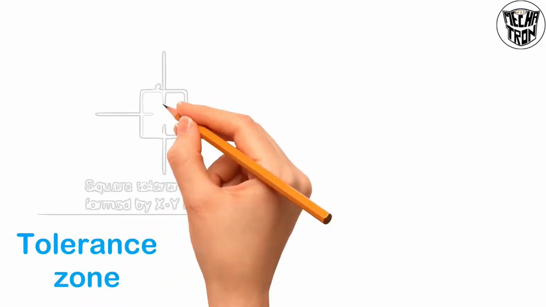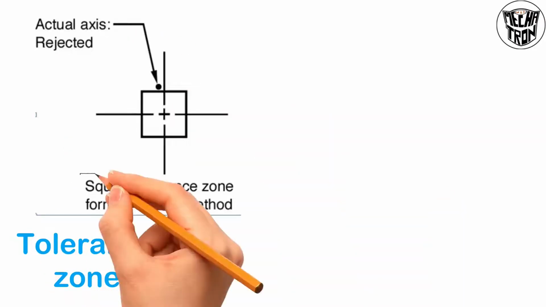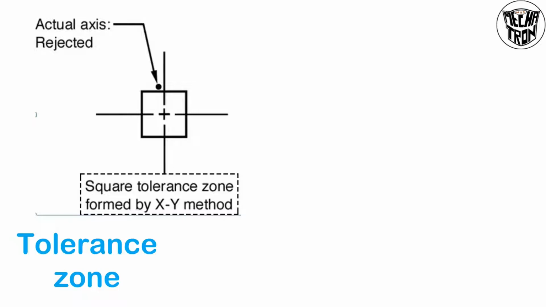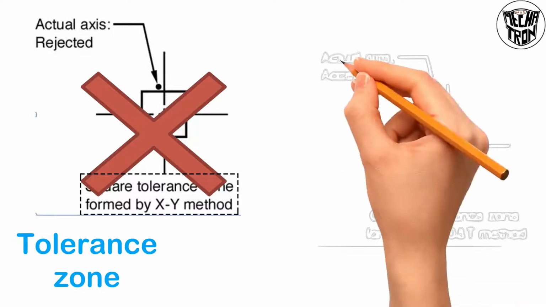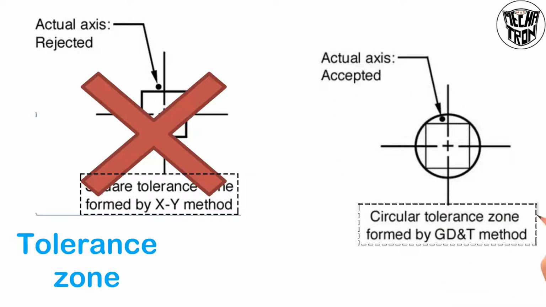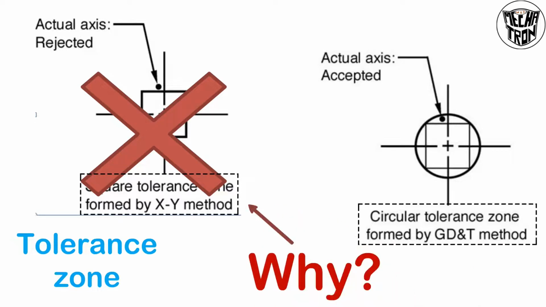In the earlier stage, we were all using the square tolerance zone. It is formed by the XY method to calculate the product specification. But now we are not using this concept. Now we are using the circular tolerance zone. This is formed by the GD&T method. Now you have a question. Why have we rejected this square tolerance zone?